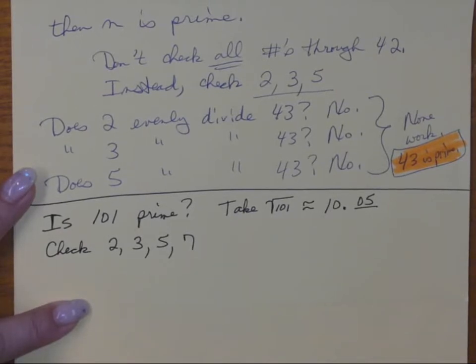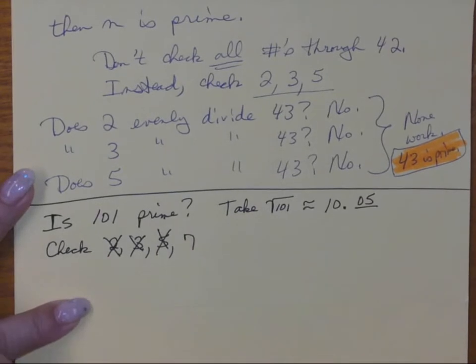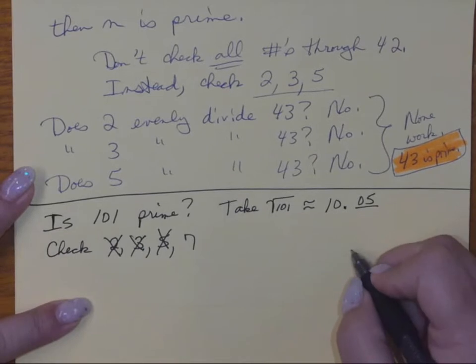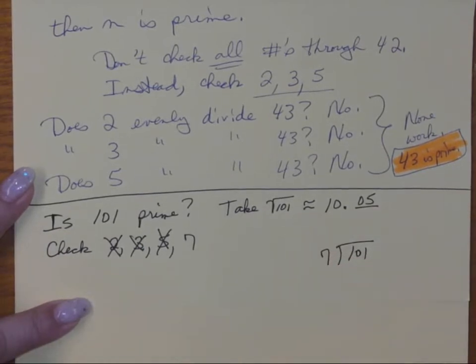You should be able to do the first 3 pretty quickly. 101 is not even, so it's not divisible by 2. 1 plus 1 is 2, so it's not divisible by 3. It doesn't end in a 5 or a 0, so it's not divisible by 5. So you should be checking 7. Even if you have to come out here to the side and divide it out, 101 divided by 7, that's so much faster than checking all the numbers that are less than 101, right?